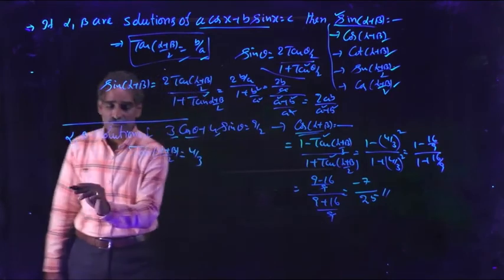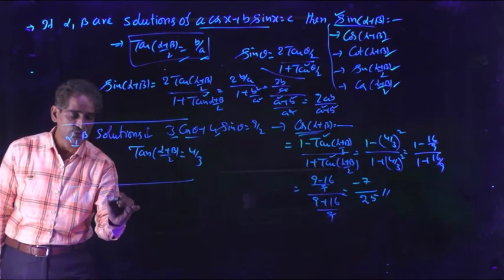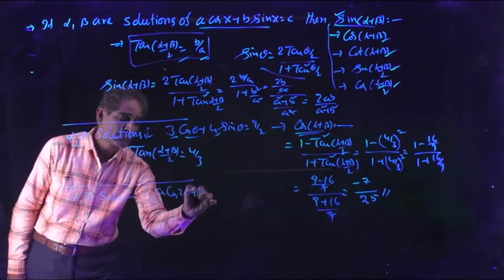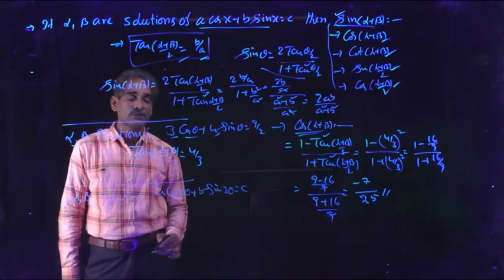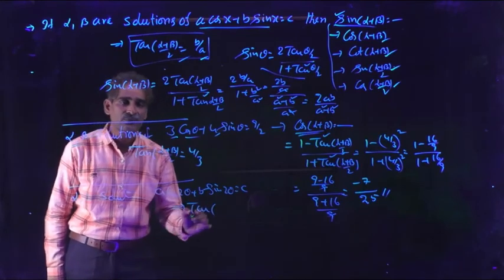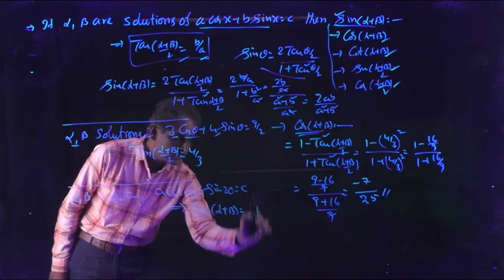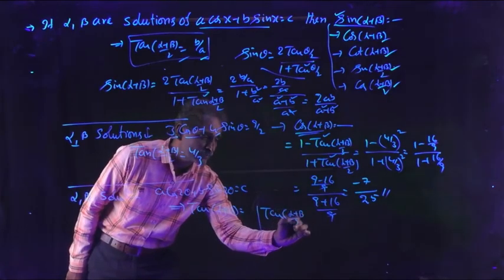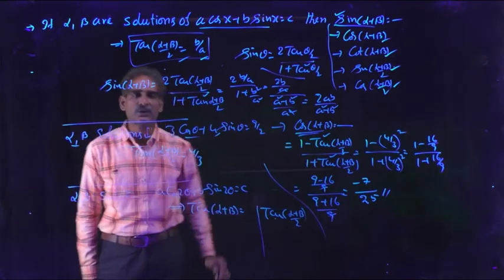Suppose we are given: alpha, beta are solutions of a cos 2 theta plus b sin 2 theta is equal to c. Then what is the value of tan of alpha plus beta, and what is the value of tan of alpha plus beta by 2? In this condition, what about the values of these two?